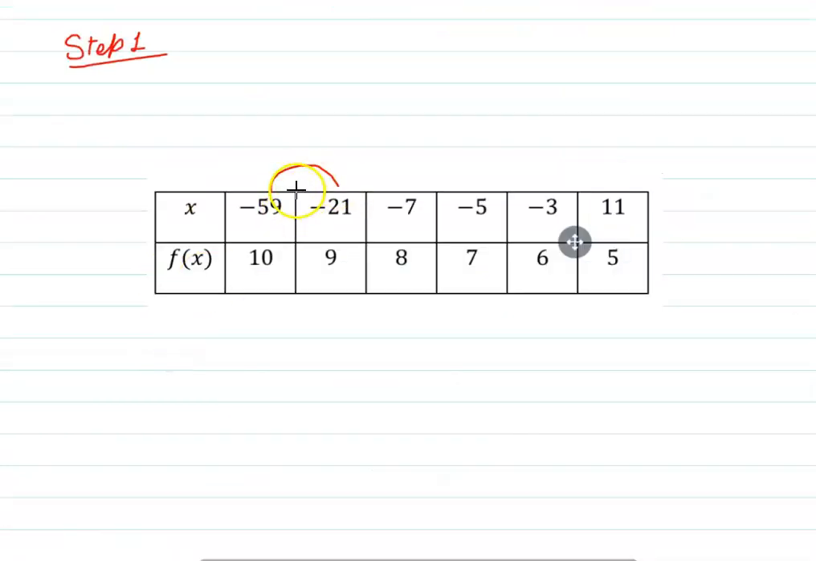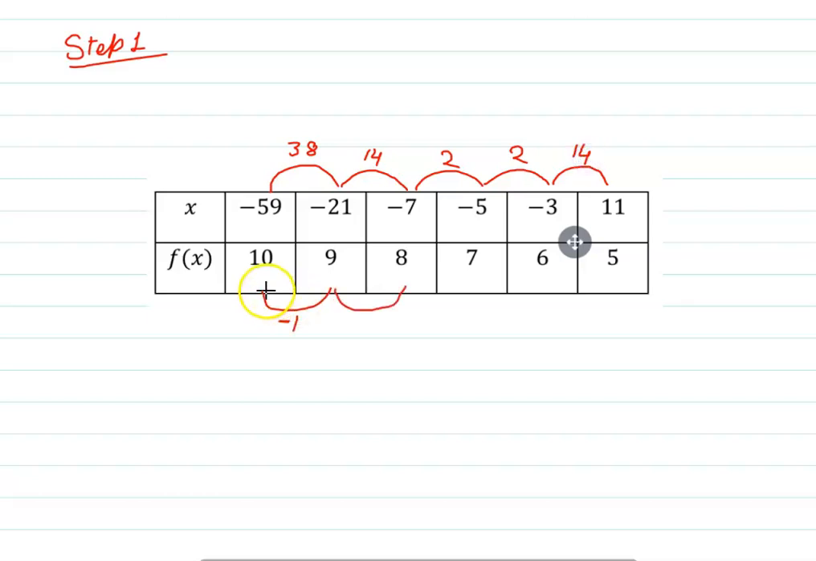Now let us work on a problem when there is a horizontal stretch. For step 1, we do the same. We find the differences in consecutive x values. The difference between -59 and -21 is 38. The difference between -21 and -7 is 14. This difference is 2. This difference is again 2. And this difference is 14.